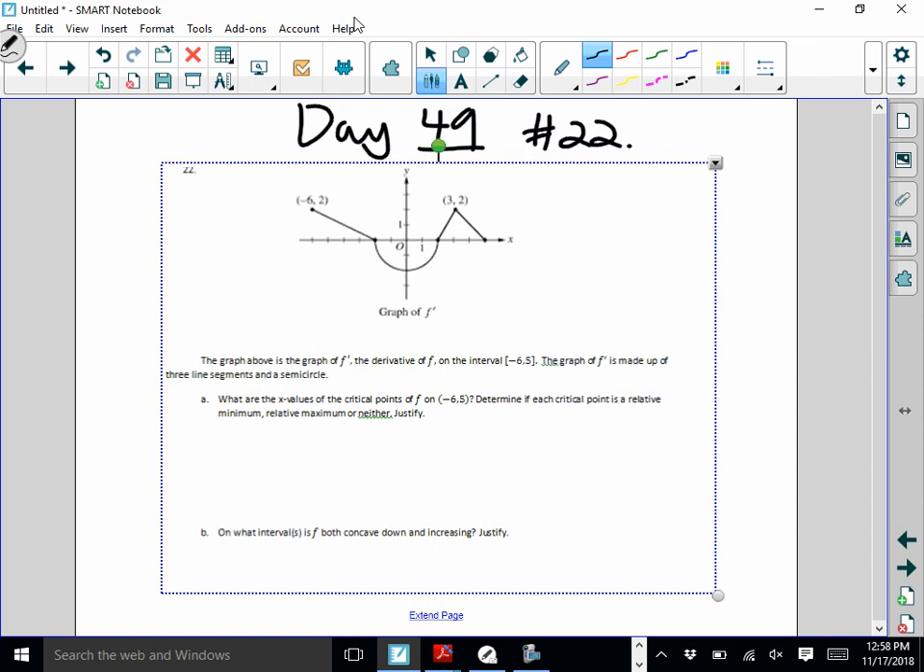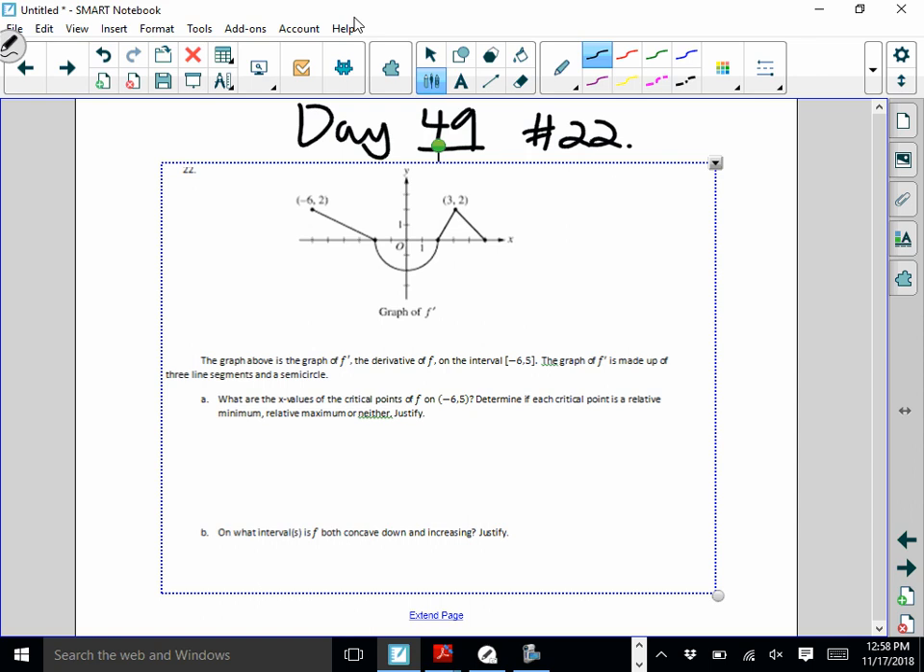Question A says, what are the x values of the critical points of f on the interval from -6 to 5? One thing I want you to see about that interval, notice how that's an open interval from -6 to 5. So we're not going to include -6 or 5 in our answers, just anything in between them. Determine each critical point is a relative min, relative max, or neither. This is absolutely crucial, to be able to tell our relative mins and maxes, or neithers, right? Find our critical points based on a graph of f prime.